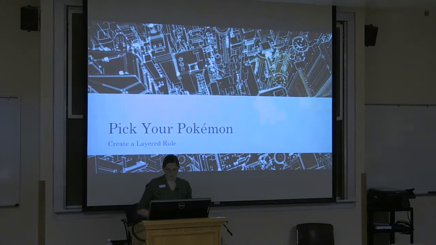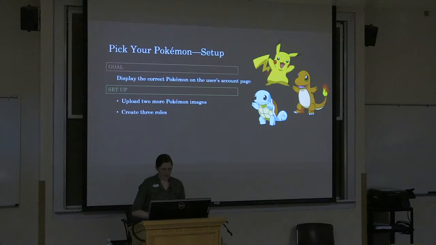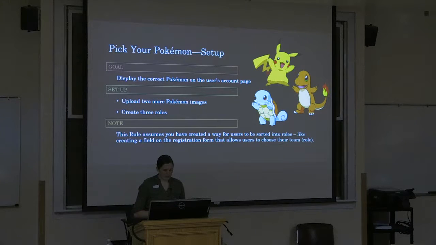This time we're going to pick the Pokemon. If you don't play Pokemon Go, there are 3 teams: red, blue, yellow. In this situation, we're going to say that when users come to your website and they register, they can pick which team they're on. And then what we can do from there is display a different image depending on which team they're part of. So I've uploaded more images, and we're going to be using that same field that I created on the account page.